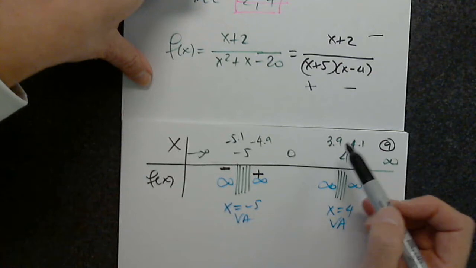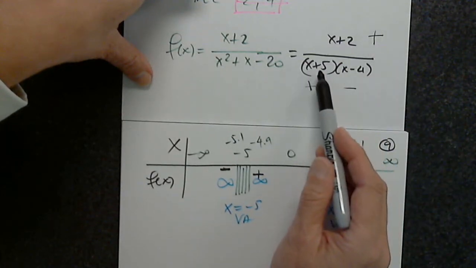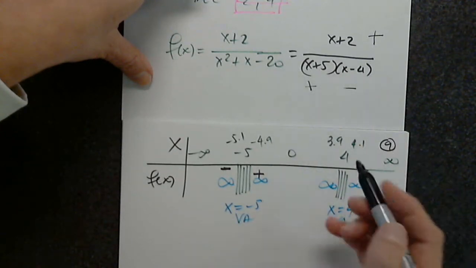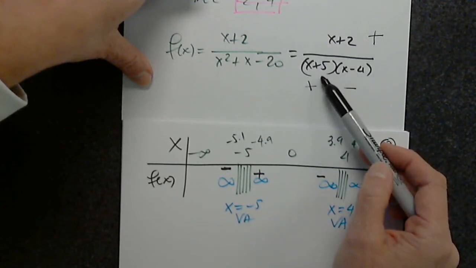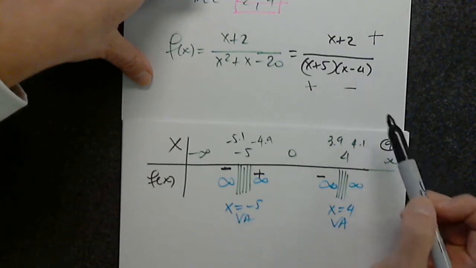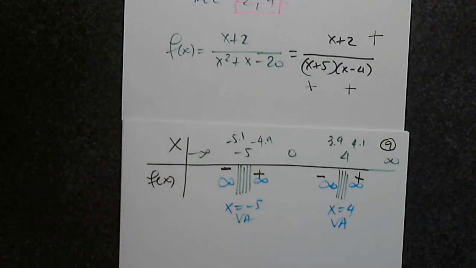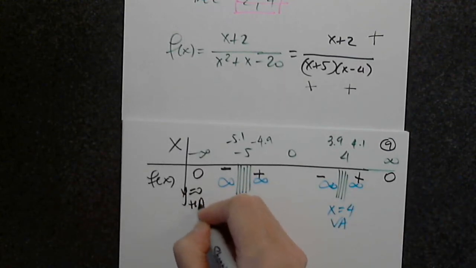Perfect. With 3.9, the top. With 3.9, x plus 5. And with 3.9, x minus 4. Excellent. With 4.1, top. x plus 5. And 4 plus 0.1 minus 4. Good. So what type is it? Is it type 1 or type 2? So what is the horizontal asymptote then? Excellent. So y equals 0 is the horizontal asymptote.